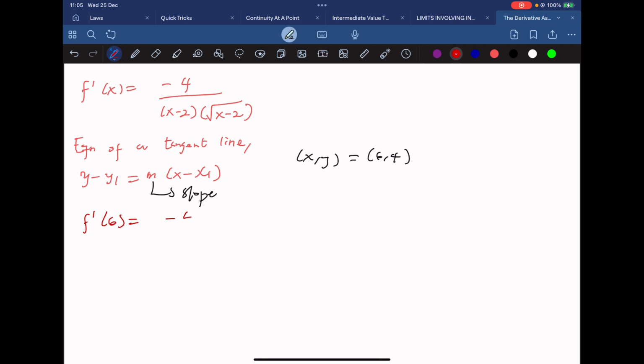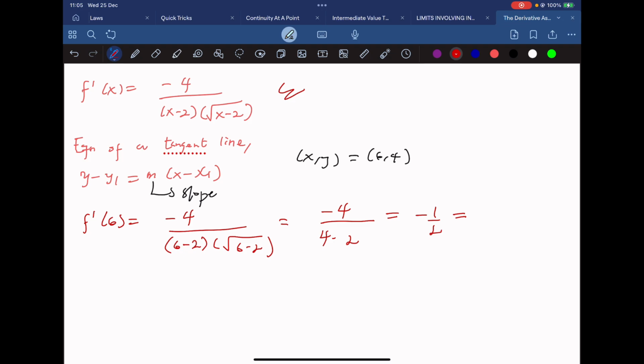So that is minus 4 out of, now x is 6, so 6 minus 2. We are using this right here. And root of 6 minus 2. So this is minus 4. 6 minus 2 is 4. And root of 6 minus 2 is root of 4, which is basically 2. So this just simplifies to minus 1 over 2. So this is our m, our slope.